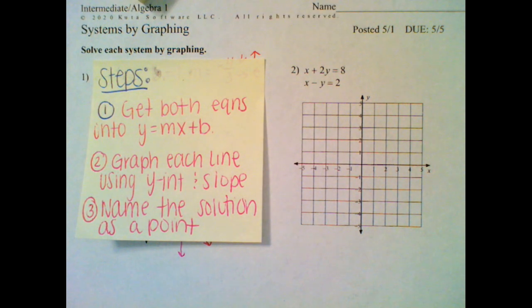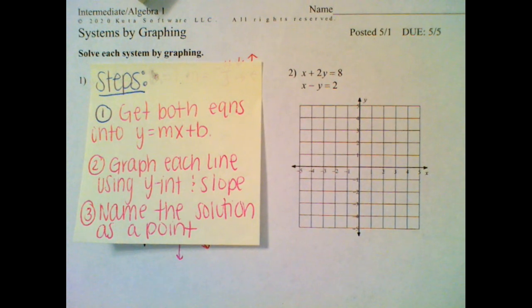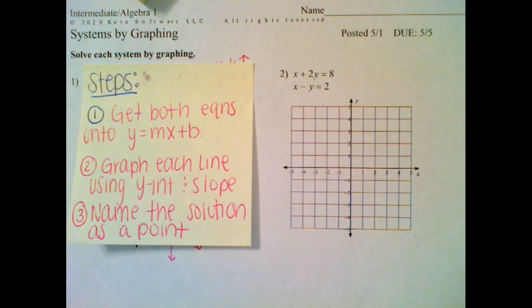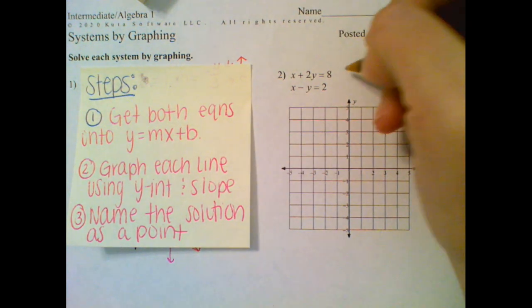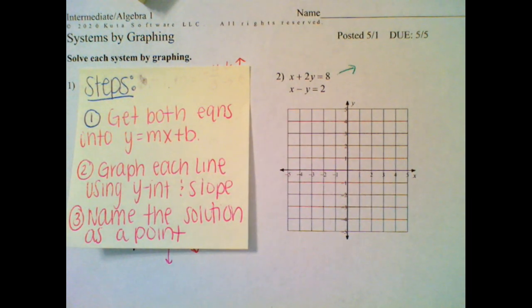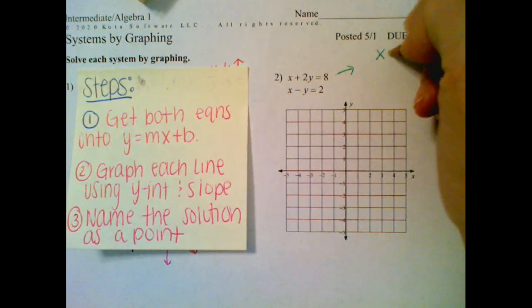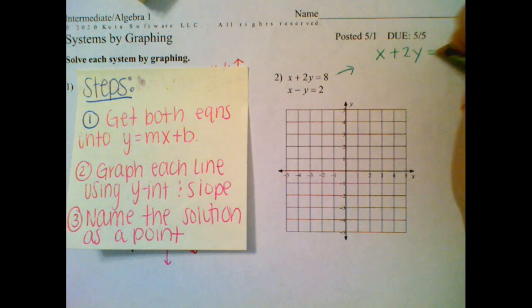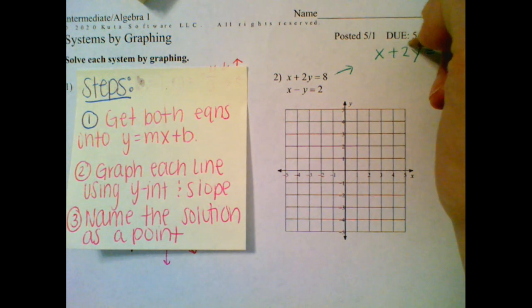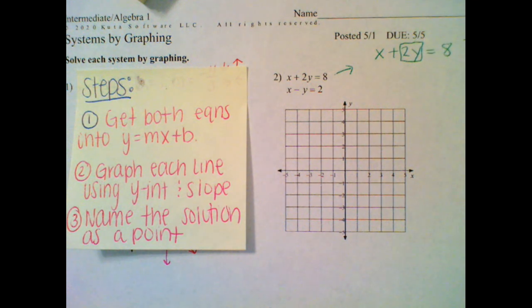This is example number 2 of solving systems by graphing. So if we remind ourselves of our steps that we just wrote down, the first step is to get both equations into y equals mx plus b. Well, if I look at the first equation, the y is not by itself. So what I need to do is isolate the y and move everything away from the y.